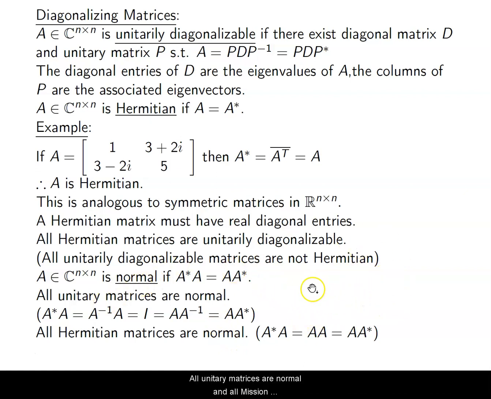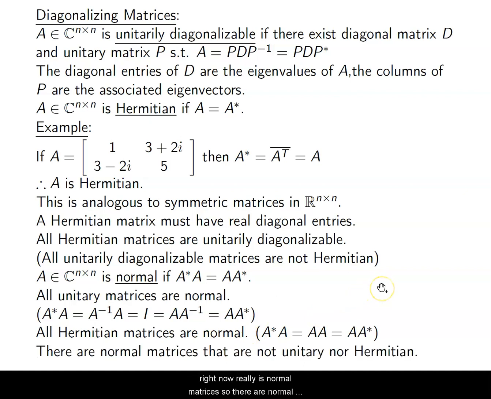All unitary matrices are normal, and all Hermitian matrices are normal. And then there are other normal matrices that are not either of those, right? So that's what we're interested in right now, really, is normal matrices. Okay, so there are normal matrices that are not unitary nor Hermitian. The normal matrices is the bigger set. Unitary and Hermitians, they are subsets of normal matrices. The normal set of matrices is the more important set. These are important subsets, however, that have, again, specific properties, right?